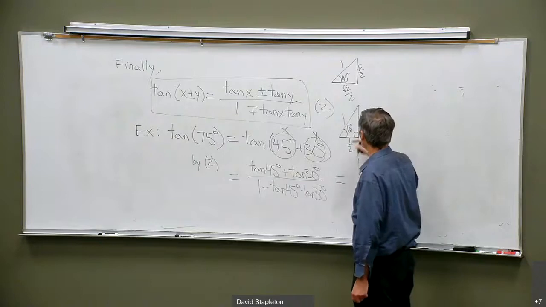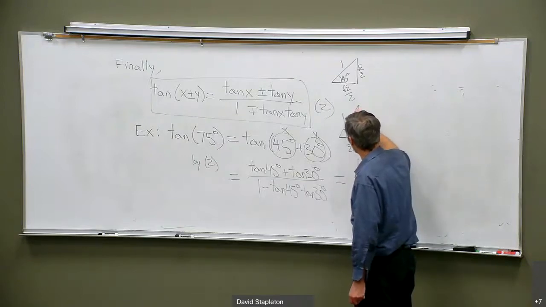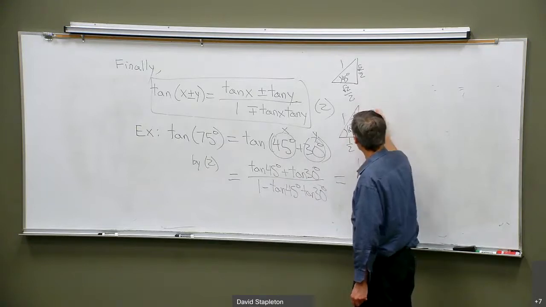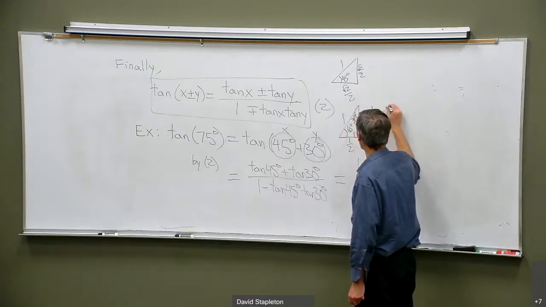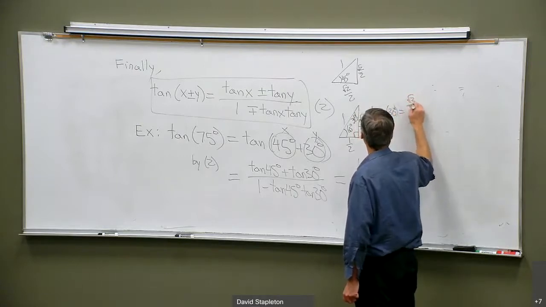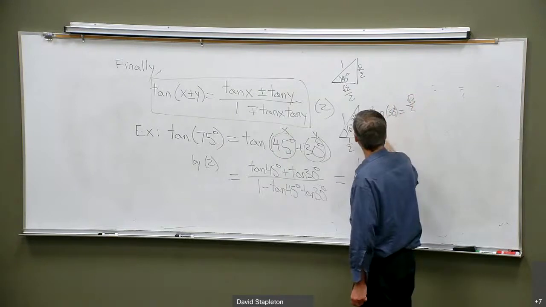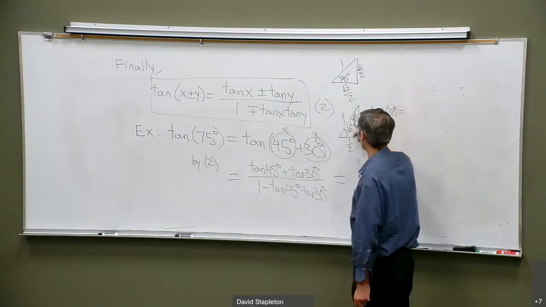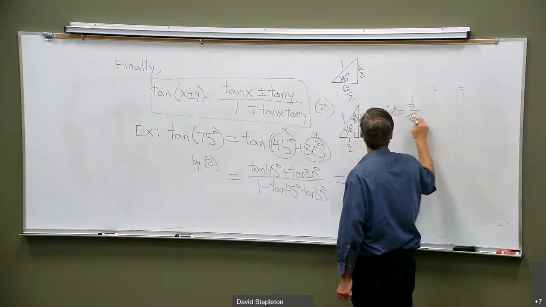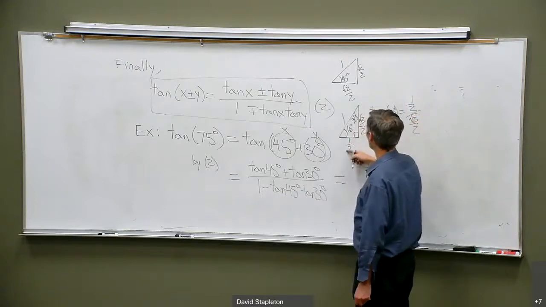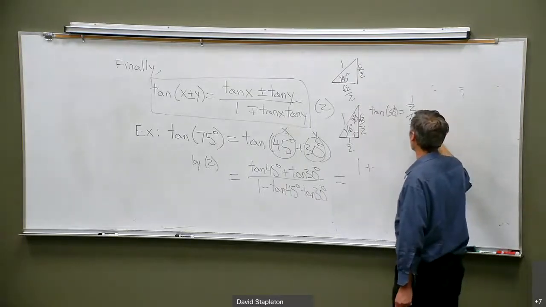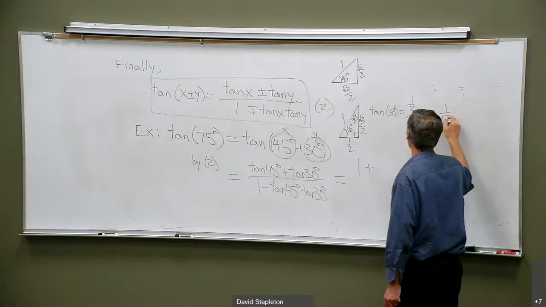What's tangent of 30 degrees? Here's the 30 degree angle up here. Opposite over adjacent. This is harder. Tangent of 30 degrees is opposite, 1/2, over adjacent, square root 3 over 2. Maybe I should write it out. 1/2 over square root 3 over 2. Now these 2's, both being denominators, cancel, and I just get 1 over square root 3.